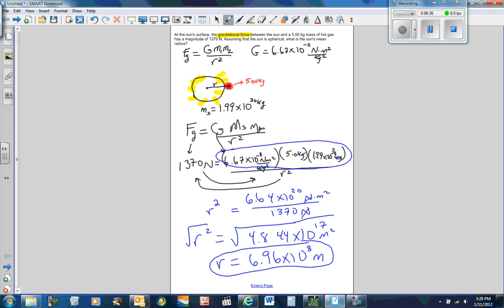And if you look in the book, on page 267, number 52, the answer is 6.96 times 10 to the 8th meters. And that's exactly it.